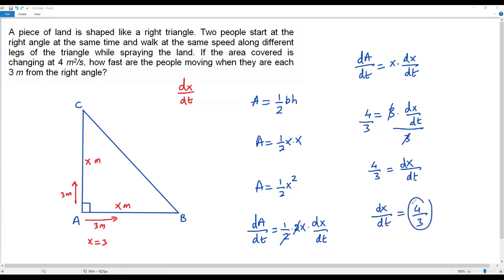Now we have to write units for this. In the numerator we have the variable x. What is the unit of x? It's meters. What is the unit of time? It's seconds, because according to the information given, the area changes at 4 meters squared per second. Since the unit of x is meters, we write meters in the numerator, and since the unit of t is seconds, we write seconds in the denominator. Therefore, the people are moving at the rate of 4/3 meters per second.